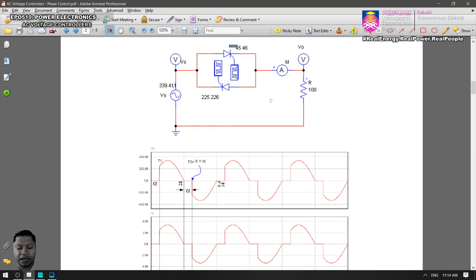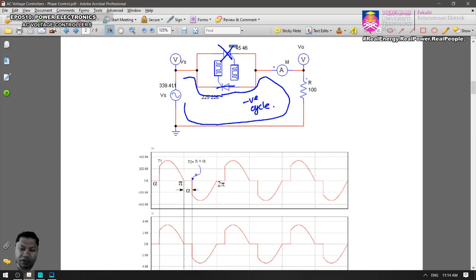right? And for the negative half cycle, the current will flow through the resistor here, and then it will trigger at 225 degrees, so it will appear as a short circuit. So this is open circuit, and then it comes back to the supply again. Okay? So this is for the negative half cycle.